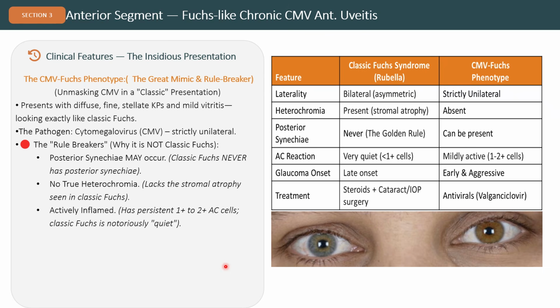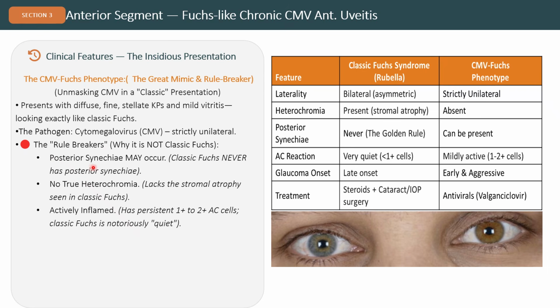Fuchs uveitis syndrome. And there are certain points when you find in your examination that strongly suggest or point towards cytomegalovirus rather than the idiopathic or the classical type of Fuchs uveitis syndrome. For example, the presence of posterior synechiae. That's why it's called the rule breaker.